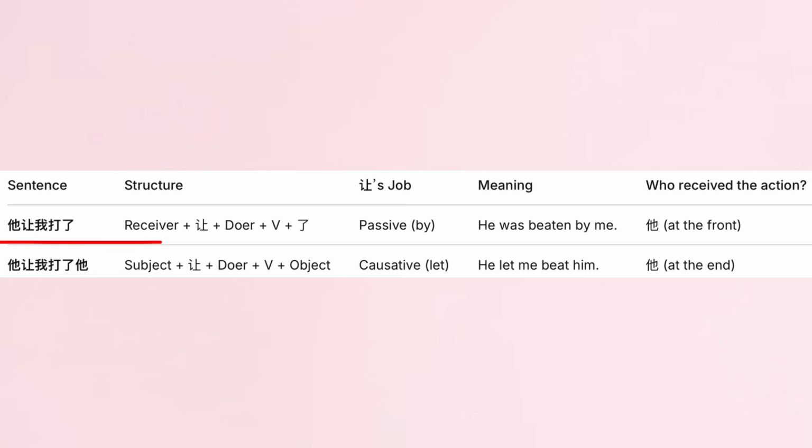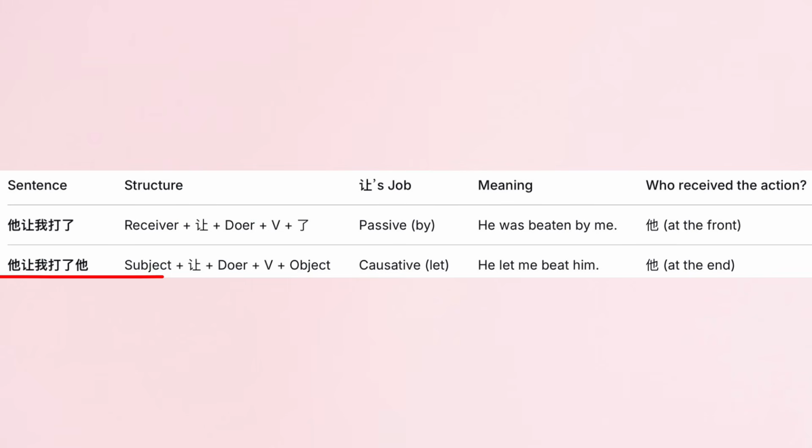Now let's put them side by side so you can really see the difference. The sentence, 他让我打了. The structure, receiver plus 让 plus doer plus verb plus 了. 让 here is passive, by. He was beaten by me. 他 at the front. 他让我打了他. Subject plus 让 plus doer plus verb plus object.